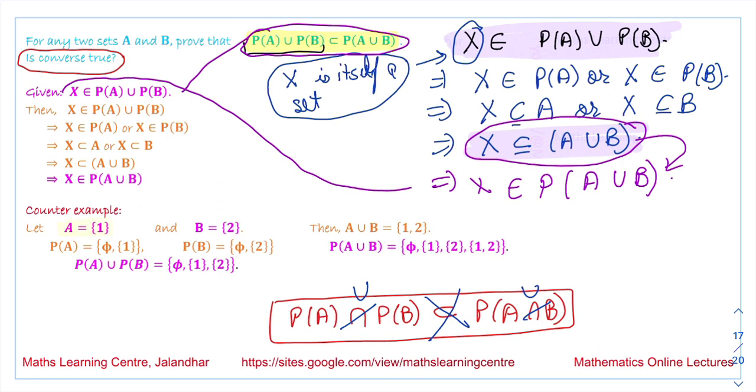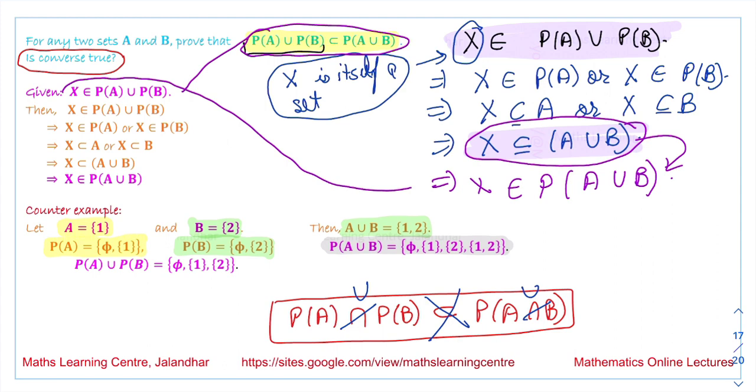So the example that we have given over here is that the set A is equal to {1}, set B is equal to {2}, then A union B is equal to {1, 2}. Power set of A will be empty set and set {1}. Power set of B is empty set and set {2}. And power set of A union B has 4 elements in this form, and we can verify.